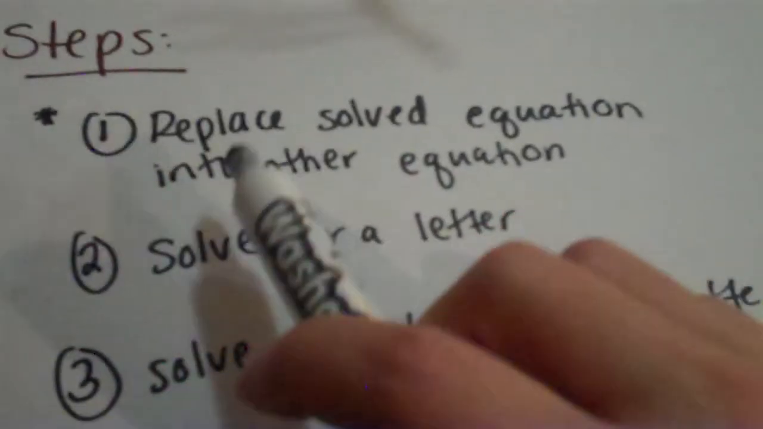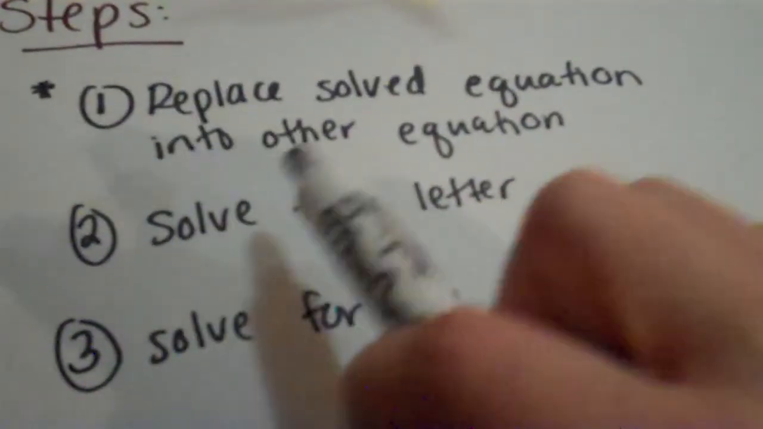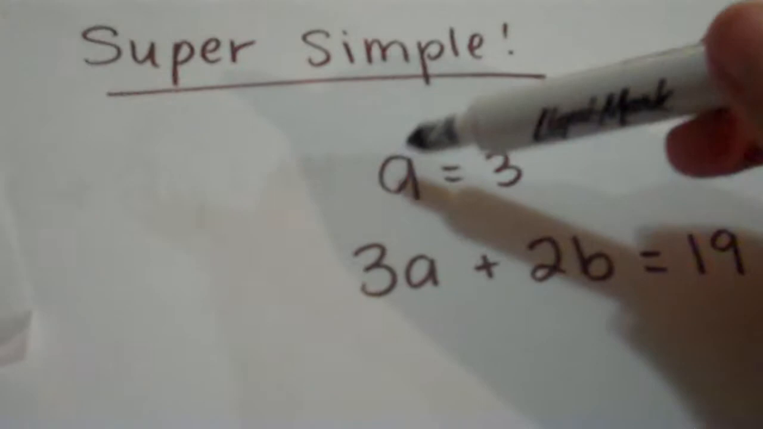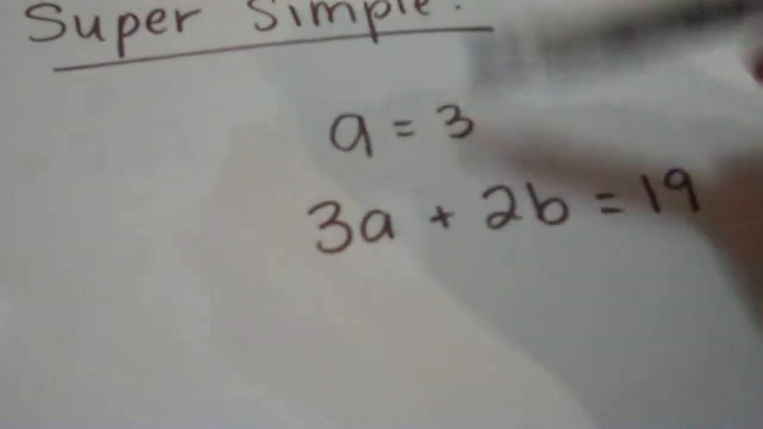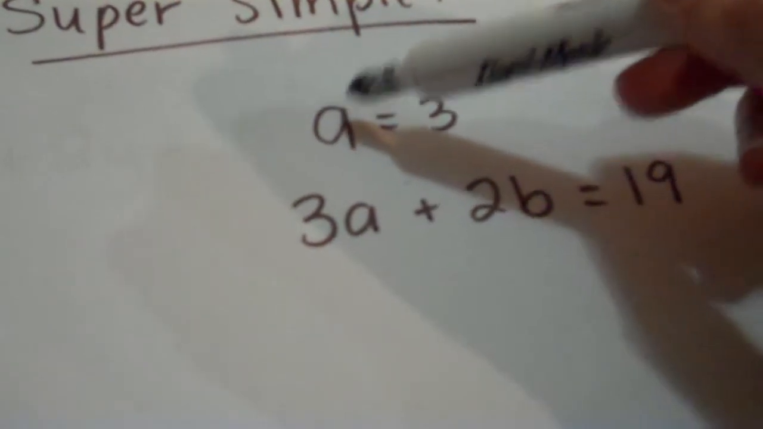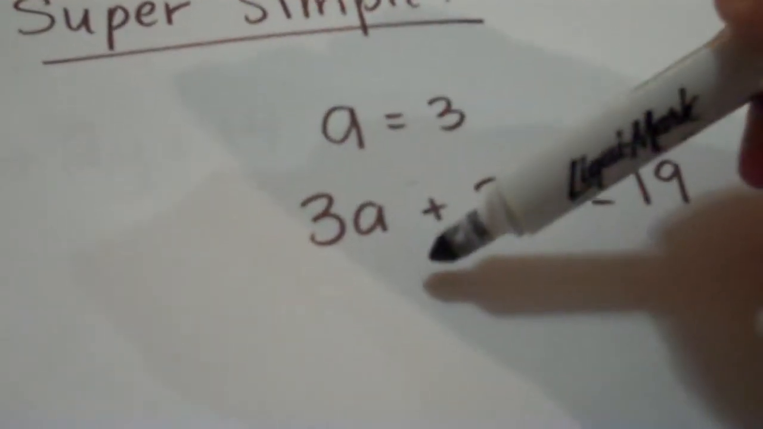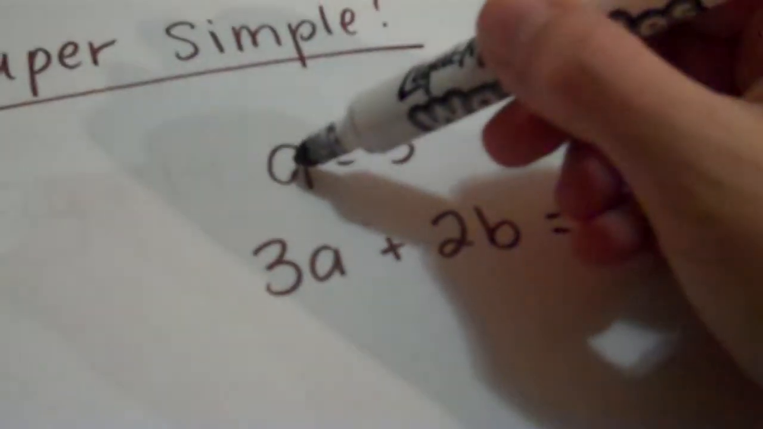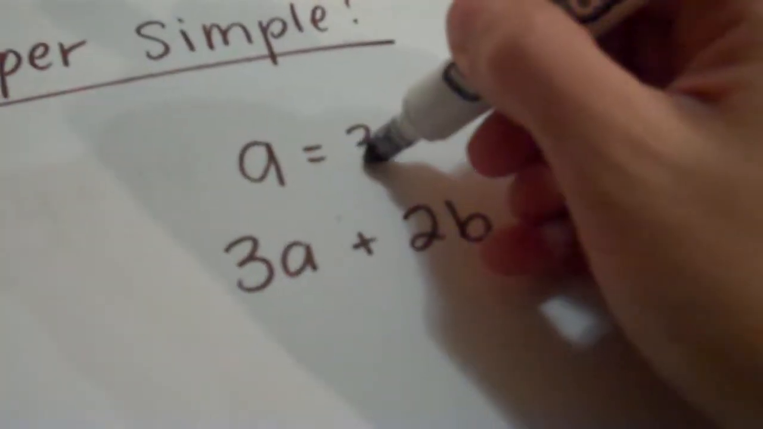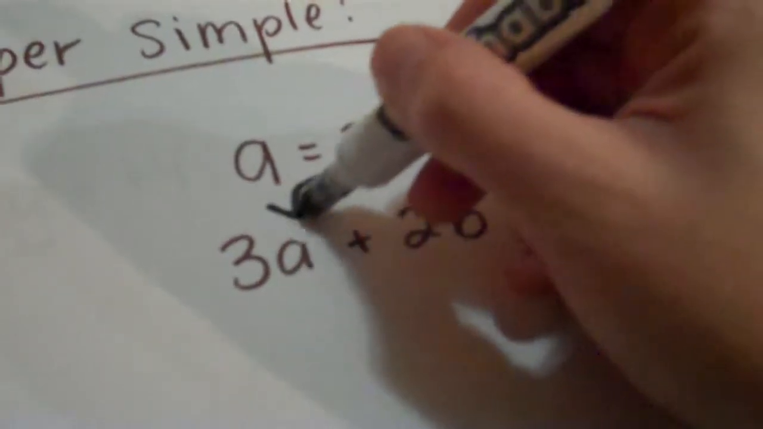The first step is to replace the solved equation into the other equation. What I mean by the solved equation is this one already says A equals. It doesn't say 3A plus 12 equals or whatever. It just says A equals. So this one's solved, and I'm going to put it into the other equation. Now, where am I going to put it? Well, this is simple. This says A, right? So this 3 right here is going to go right where the A is.